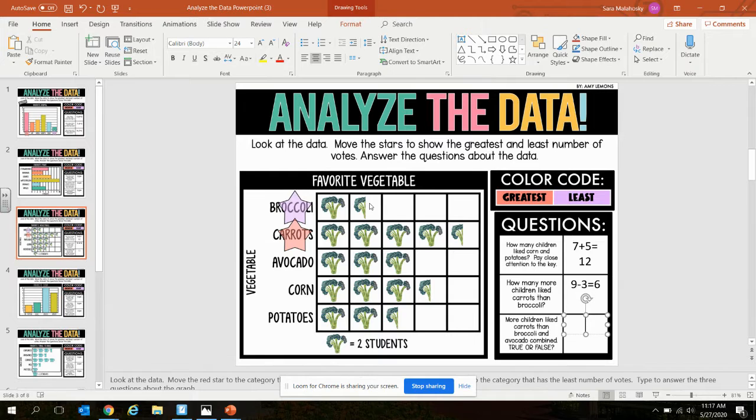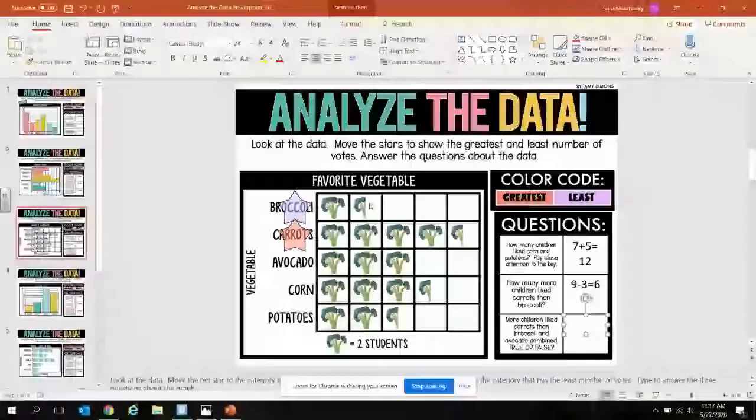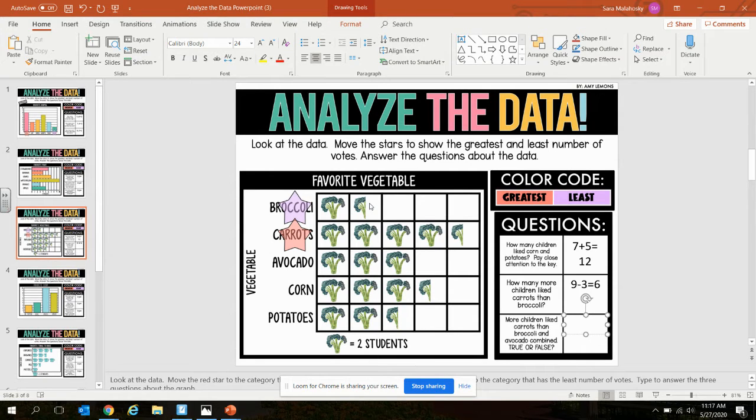we weren't adding carrots and broccoli. How many more children like carrots than broccoli? Miss Mail did not read carefully. Carrots, we decided 2, 4, 6, 8, 9 children like carrots. And we want to know, do more children like carrots than they like broccoli and avocado combined?